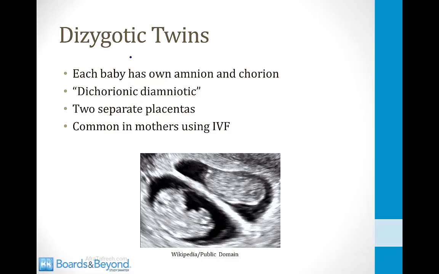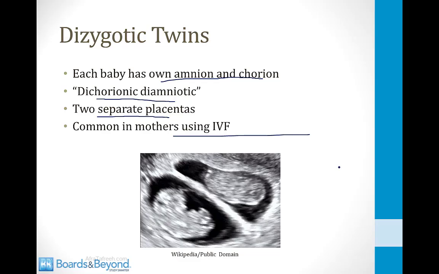As I mentioned before, you can think of dizygotic twins as simply two pregnancies that happen to occur at the same time. Each baby will develop the same way a baby develops normally. So each baby will have its own amnion and chorion. These pregnancies are called dichorionic, diamniotic. In addition, each baby will implant in the uterus and develop its own placenta, so there will be two separate placentas. And this type of twin pregnancy is very common in mothers who use in vitro fertilization.